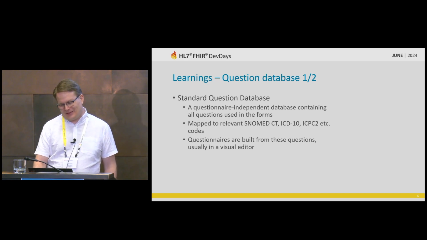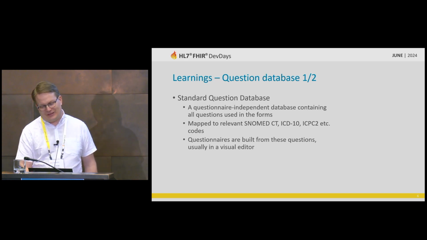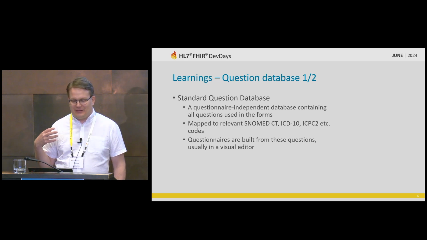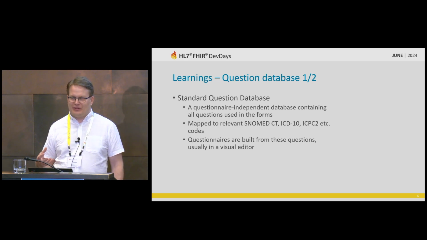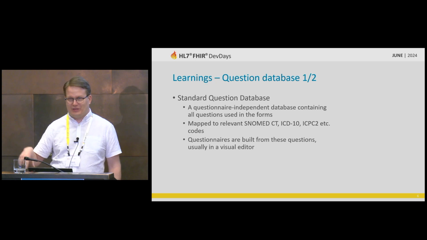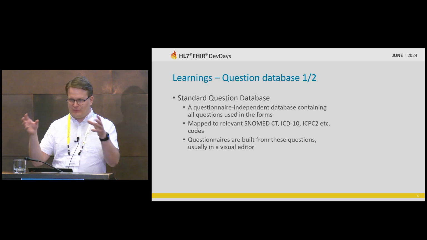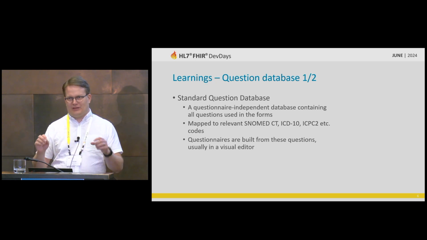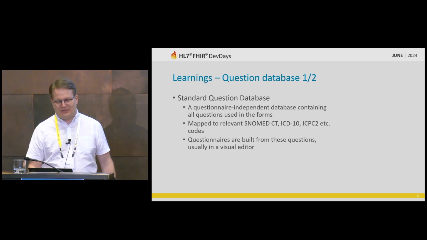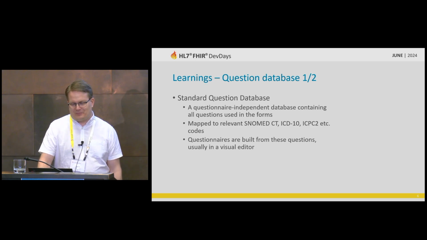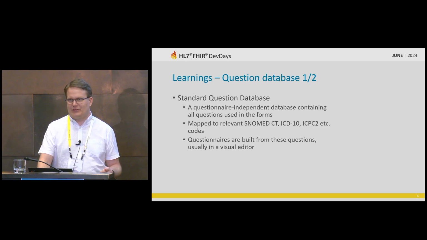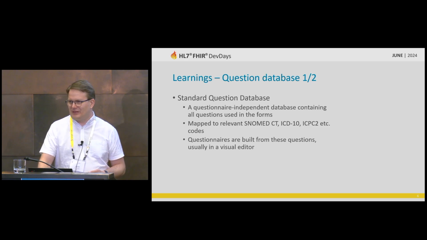So the question database, or standard question database, the idea is that we have a way to store the questions so that they are independent of the questionnaires. So basically we just build the questionnaires in the visual editor by putting together whatever questions we like to have in the form, and then we add a description and the logic. That's it. And of course for every question you can do the basic things like adding mapping to codings, min max values, data types, and so on.